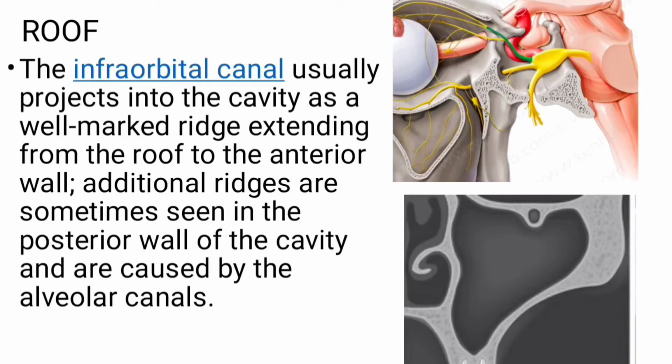Here is the roof of maxillary sinus, which is represented by the infraorbital margin, which contains the infraorbital canal that contains infraorbital vessels, artery and vein, and infraorbital nerve. Here is the inferior orbital wall with related vessels and nerve.